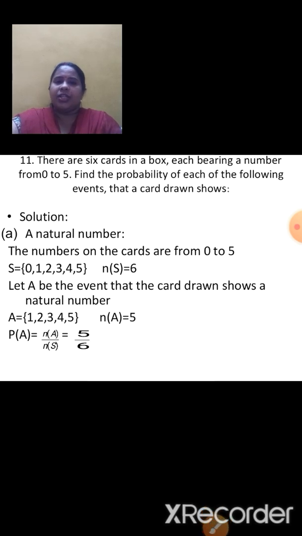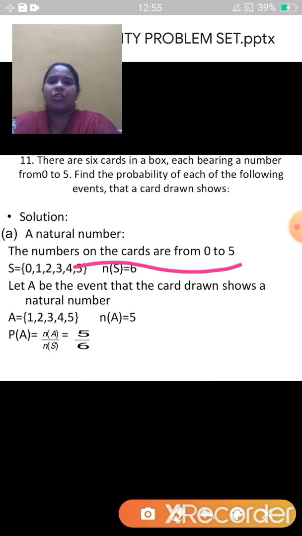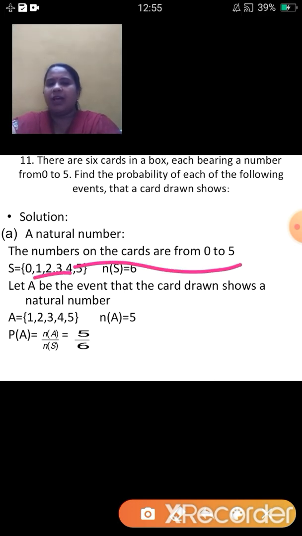The next question is, there are 6 cards in the box, each bearing a number from 0 to 5, right? Find the probability of each of the following events. Now let us start with the sum, that there are 6 cards bearing a number from 0 to 5. So what should be our sample space? The numbers on the card are from 0 to 5. So sample space will have all the elements 0, 1, 2, 3, 4 and 5. So n of S will be nothing but 6, correct?